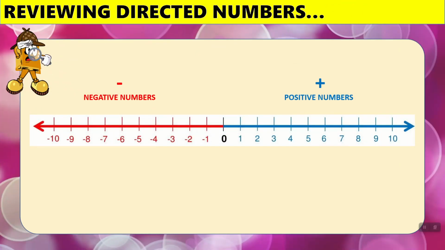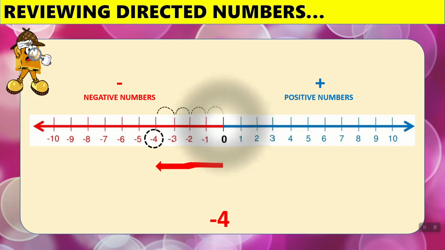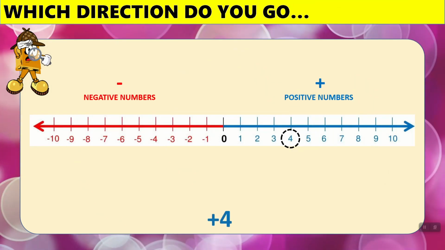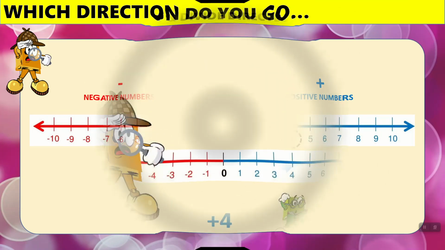A review on directed numbers. We're reminded that directed numbers really tell us the direction to go on the number line. If we have minus 4 or negative 4, and we start at 0, we go 4 spaces in the left direction. 1, 2, 3, 4, and we're at minus 4. If we look at positive 4 or plus 4 or just 4, we start at 0, we go 4 spaces in the right direction. 1, 2, 3, 4, and we are at 4.